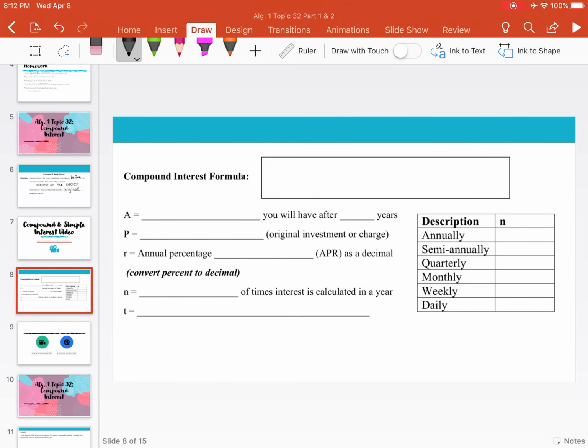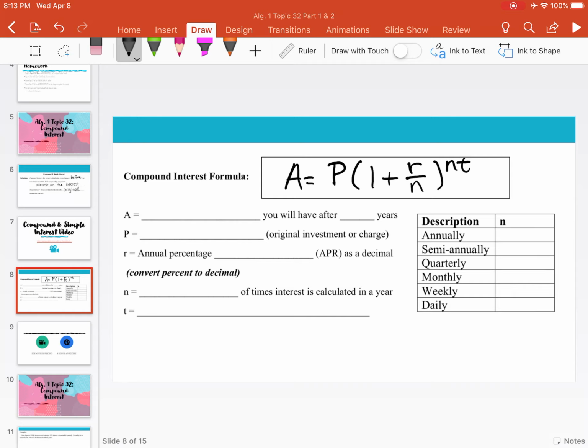Now let's identify a formula for compound interest. The formula for compound interest is A equals P times (1 plus R divided by N) to the N times T power. And I know what you're thinking. Holy cow, this is a lot of letters. So yes, there are a lot of variables here, but they have very specific values.